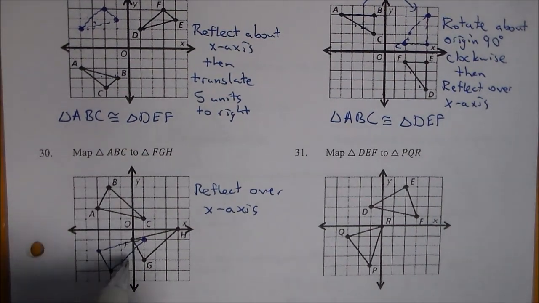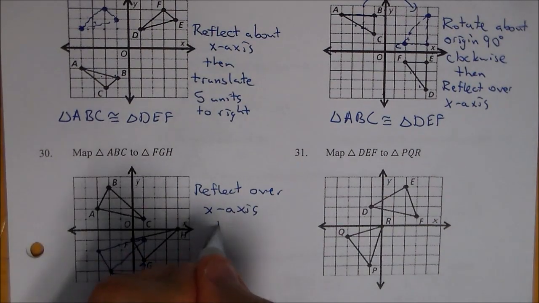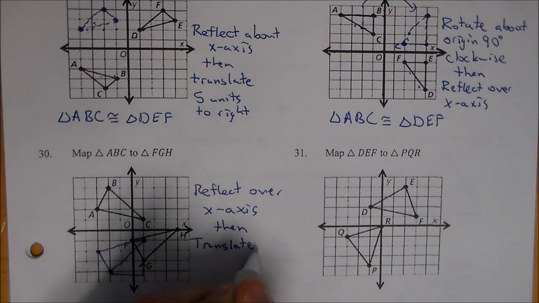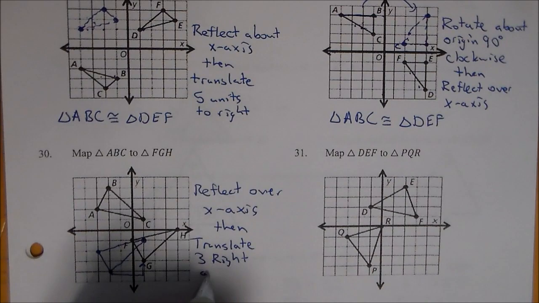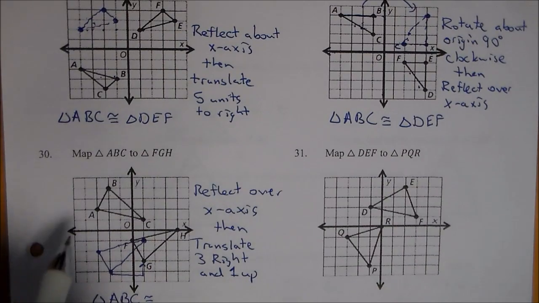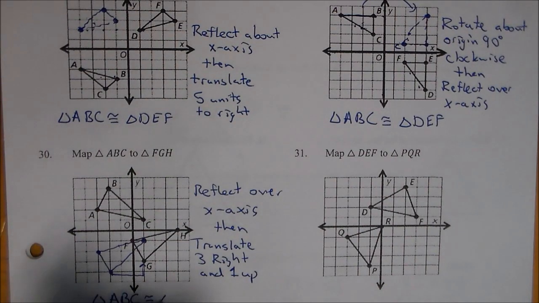And if we look, that's pretty close. All we have to do now is go over 3, up 1. So then translate 3 right and 1 up. And that's going to get us to triangle ABC is congruent to triangle FGH.